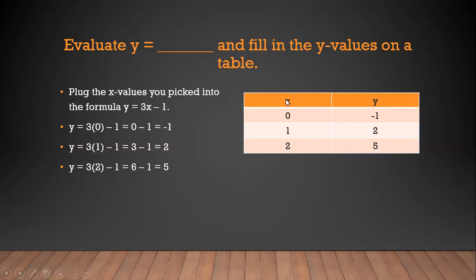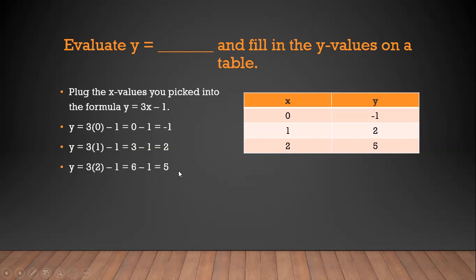So we'll basically put our X's down, 0, 1, and 2 for X. And then we'll plug the X values you pick into the formula y equals 3x minus 1. So instead of writing the X here, I'm going to write a 0. So y equals 3 times 0 minus 1. Not 3 times x, 3 times 0. 3 times 0 is, of course, just 0. Minus 1 is -1. 3 times 1 minus 1 is 3 minus 1 equals 2. And 3 times 2 minus 1 is 6 minus 1 equals 5.